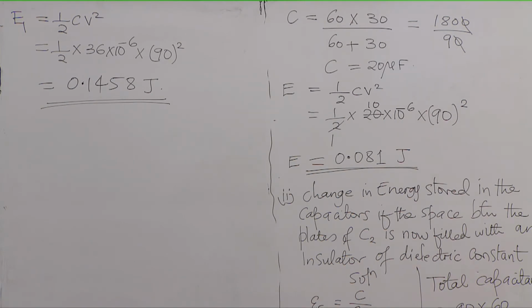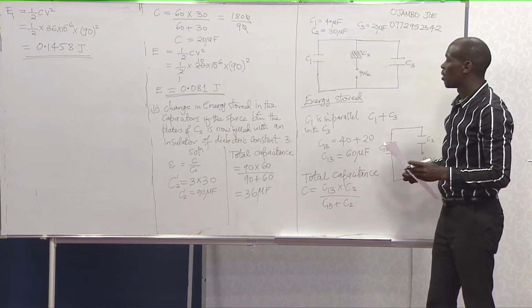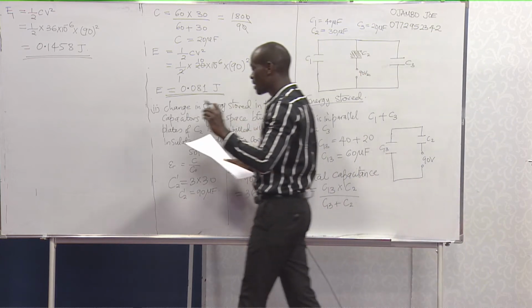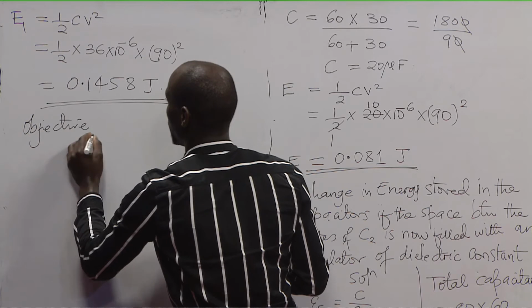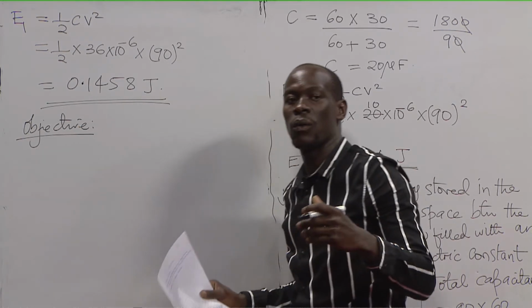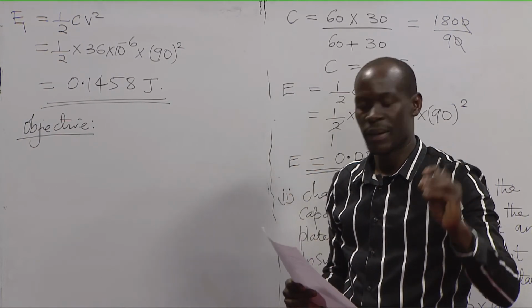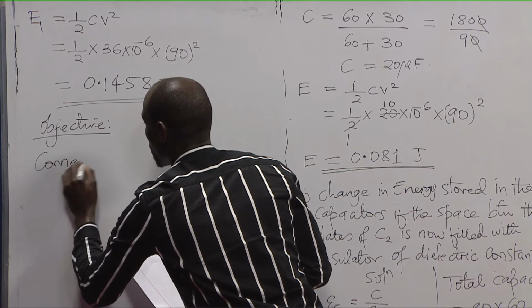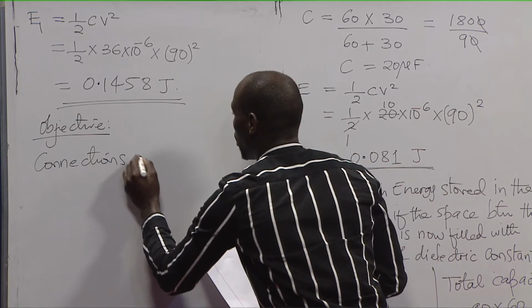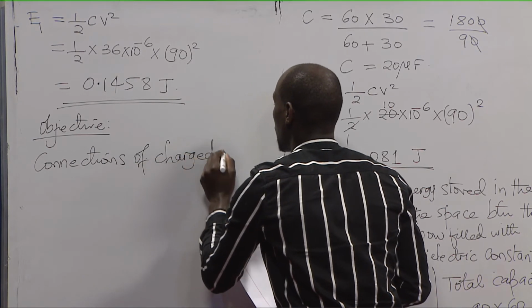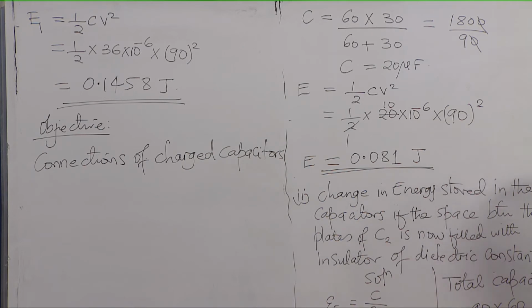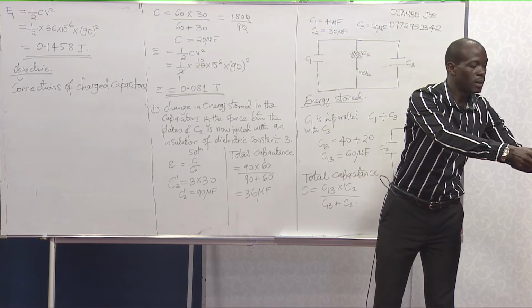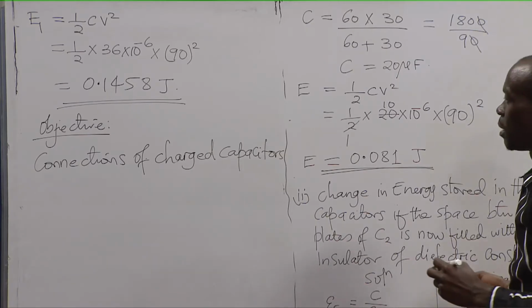Now, today's lesson takes us to the objectives of today's lesson. And today's lesson has basically one objective, and that is, we want to see how we can work with connected capacitors. So here we are looking at connections of charged capacitors. That is our lesson objective.